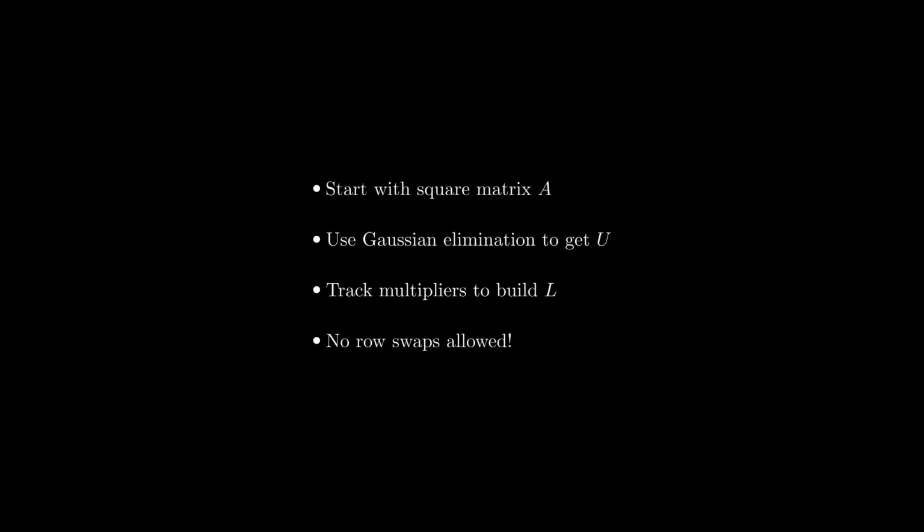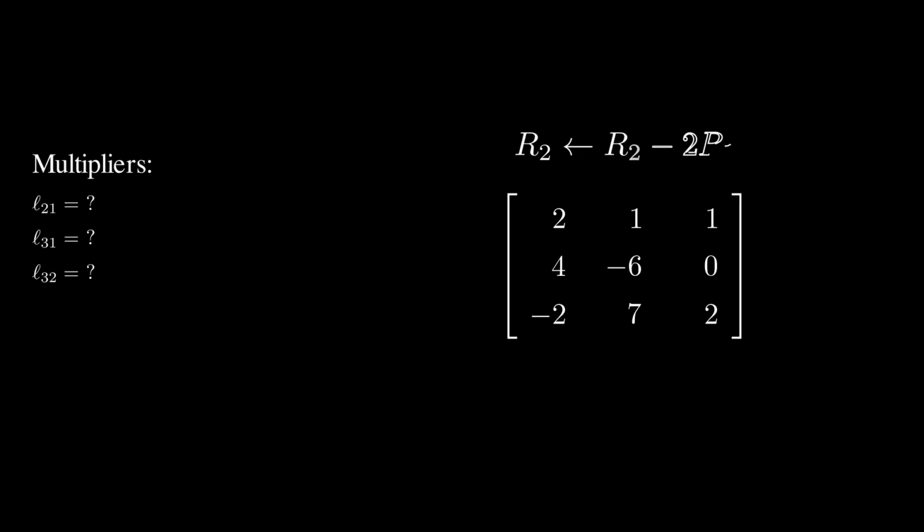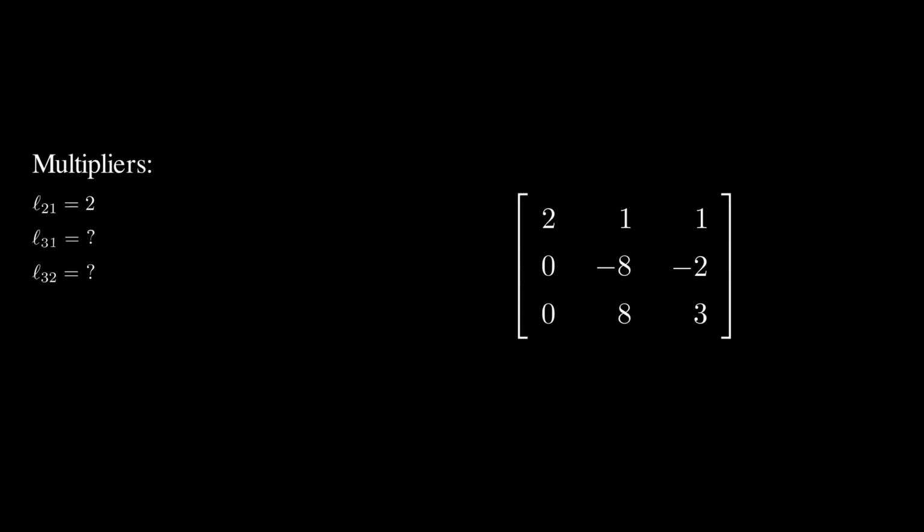So now let's look at a 3 by 3 system where we use the same rules as last time, but this time let's keep track of our multipliers. So our first operation, we're considering minus 2R1, so our multiplier is going to be positive 2. Then we're considering plus row 1, so our multiplier is going to be negative 1. And similarly, we're considering plus row 2, which is going to be negative 1 again.